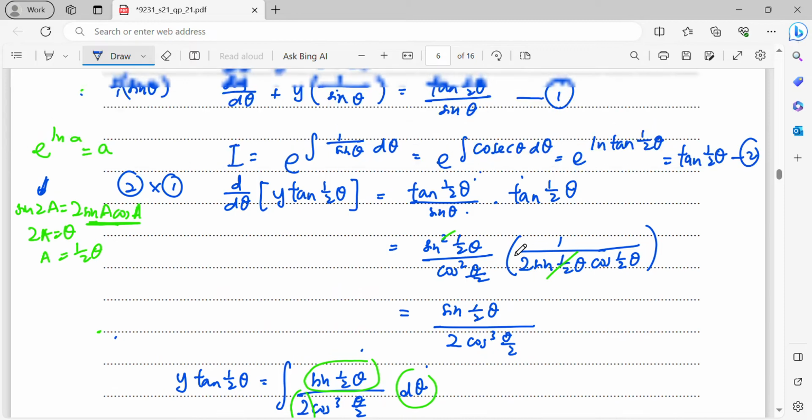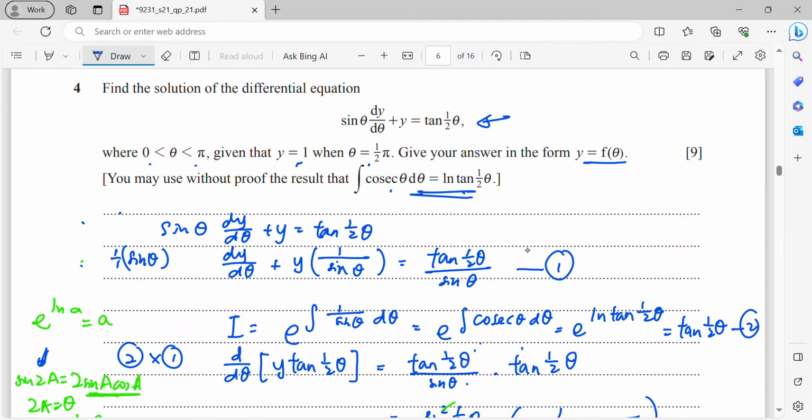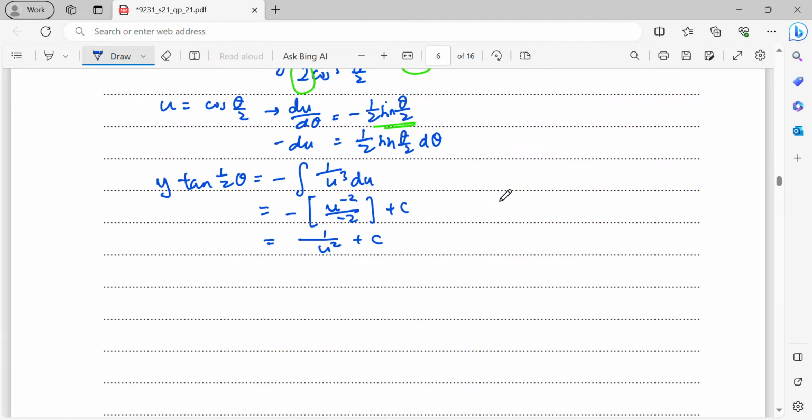And then look at the question here. You are given y and theta, and the final answer is y. Therefore now I have to change back my u. So my u is basically cos, so I will get 1 over cos squared theta over 2 plus c. I leave it in this form first, and then I need to find the c before I simplify.